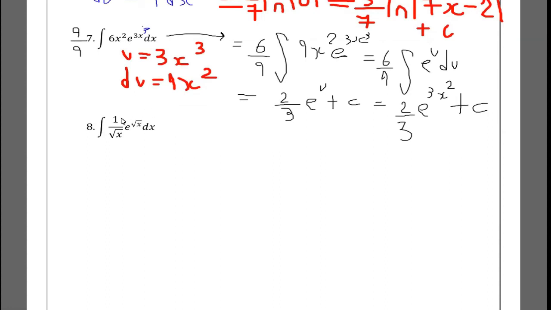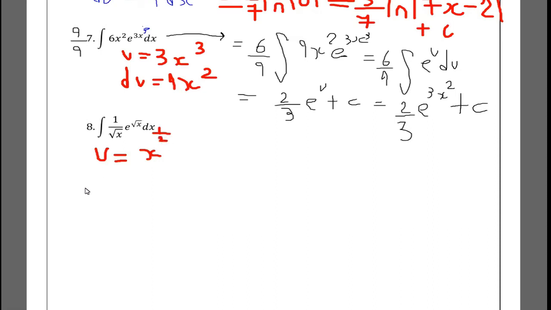So I'm seeing 1 over root x e to the root x. And you're going to say, what do I substitute as u? What I'm thinking is let root x be u, and let's see what comes out of it. If u is equal to root x, remember that is x to the half power. Always remember that root of x is x to the half power. Many people forgot that from logs and indices.